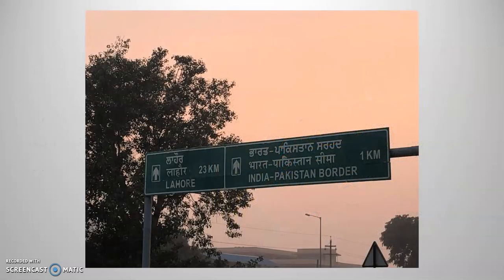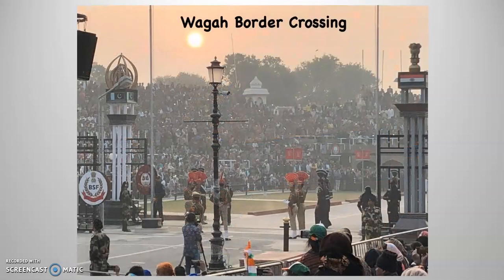So weirdly enough, along that very long boundary that they share with each other, there is one place where you can cross the border. And you can see here's where it's at. India-Pakistan border, 1 kilometer. And then Lahore, which is in Pakistan, 23 kilometers away. This is the Wagah border crossing. And what happens at the Wagah border crossing is this. It's the one place where you can cross by foot between India and Pakistan, and as far as I know, there are no flights that go between the countries. They really do not like each other.